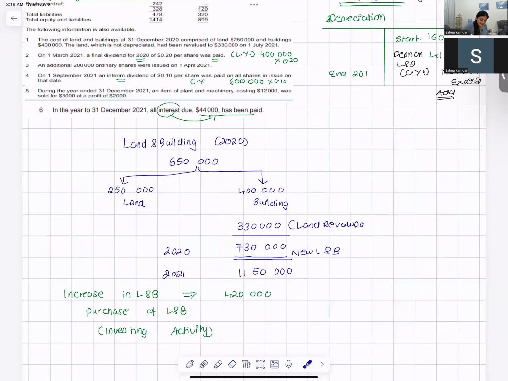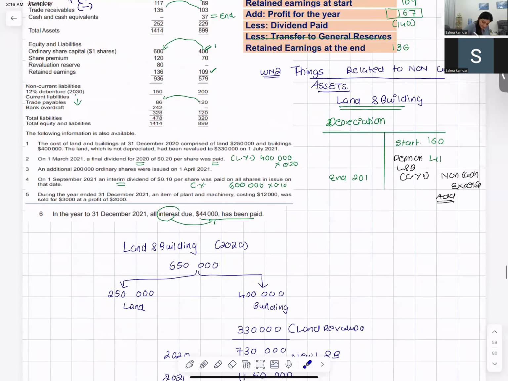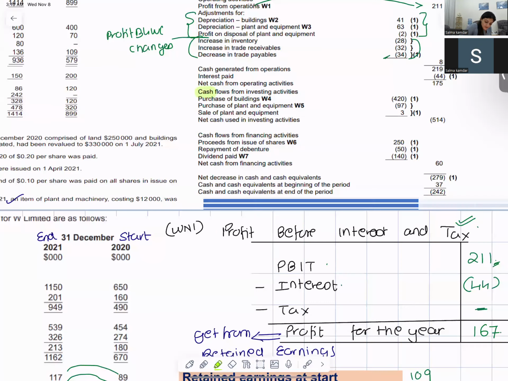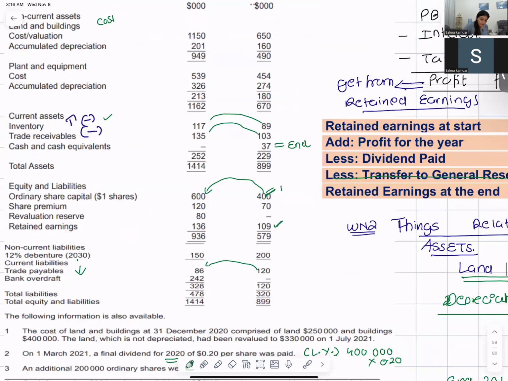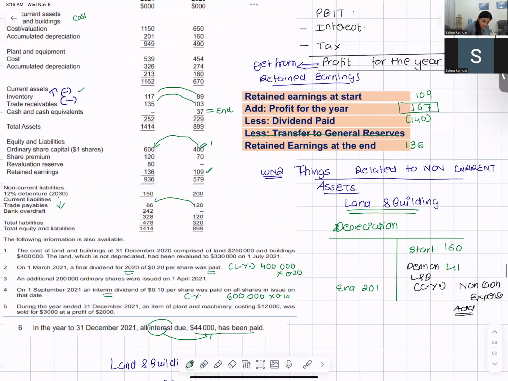It means there is an increase in your land and building, and this increase is because of purchase of land and building. Purchase of land and building is an investing activity. It would be subtracted. So you see cash flow from investing activities. You have your purchase of land and building. How much? We already calculated. It is 420,000. It is an outflow, so it will be subtracted.